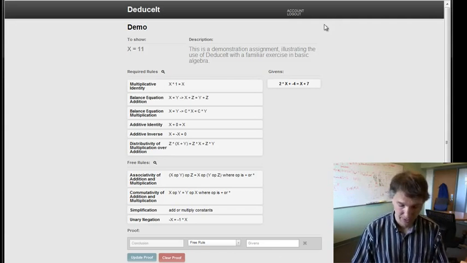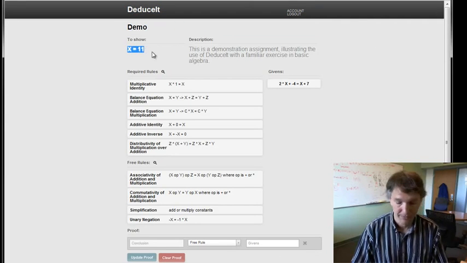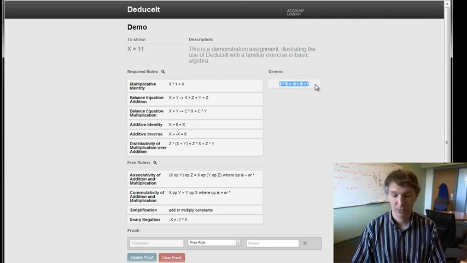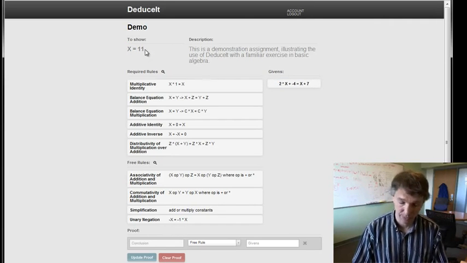So here is a little exercise in algebra, and our goal is to prove that x is equal to 11. All right, that's what we're trying to accomplish. And where we start is with the equation 2 times x plus negative 4 is equal to x plus 7. So in general, there could be more than one initial given assumption. In this particular exercise, there's just one. And we want to start with that equation, and we want to prove that x is equal to 11.